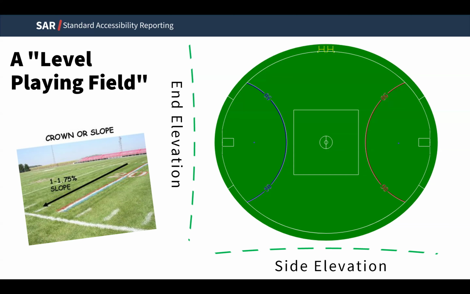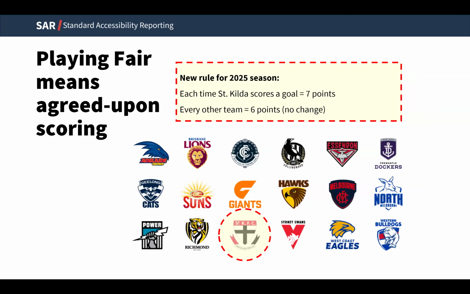So I've got an announcement for you: in 2025 there's going to be a new rule. Each time St Kilda scores a goal, they're going to get 7 points now, and for everyone else, there's no change. Everyone else is going to get 6 points for a goal. I've got the logos up of the teams here. I picked St Kilda because that's where I lived when I was there. So look, obviously this is absurd.